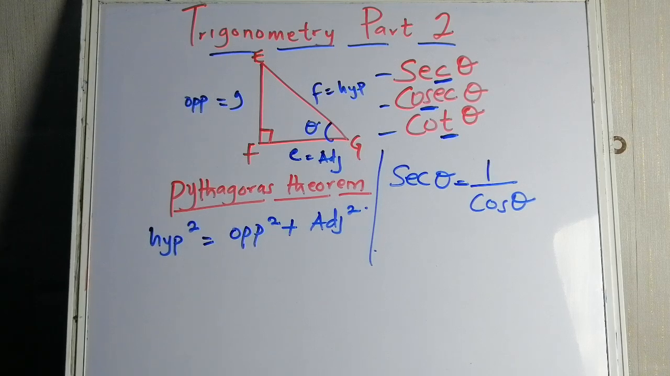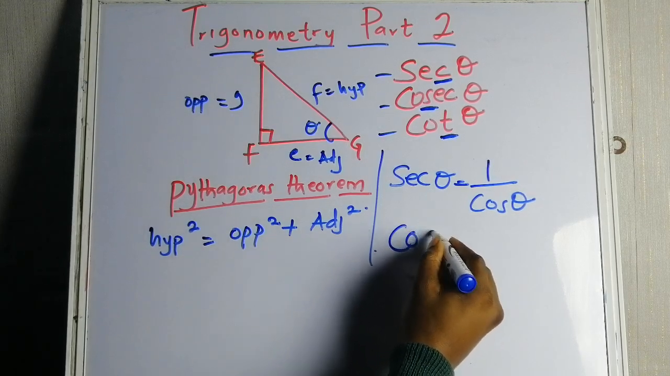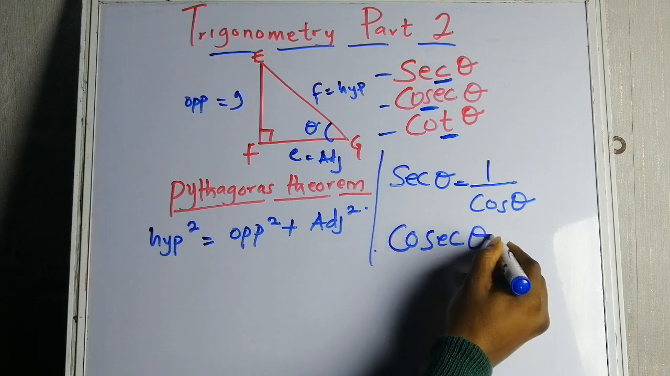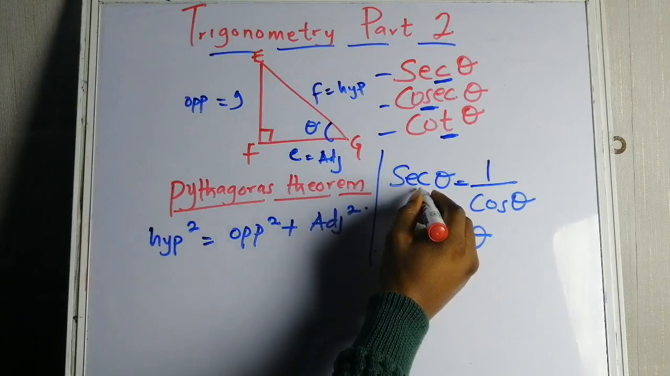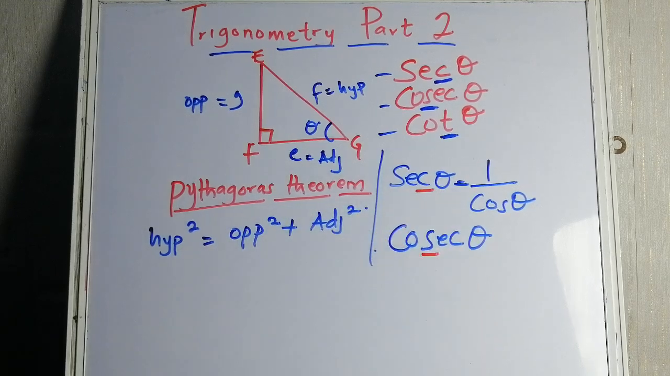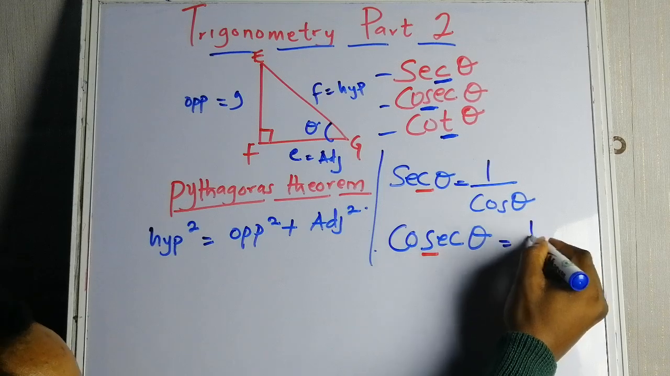Now look at the second one. The second one is cosec theta. What's the third alphabet? This one is the third alphabet, which is S. So it means it's 1 over sine theta.